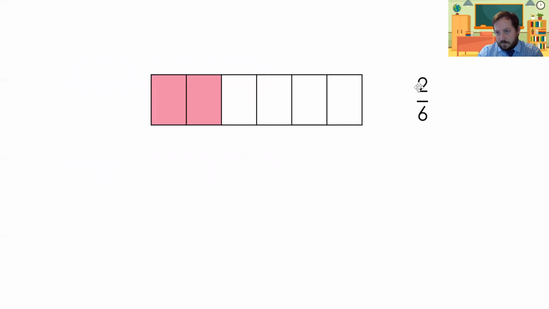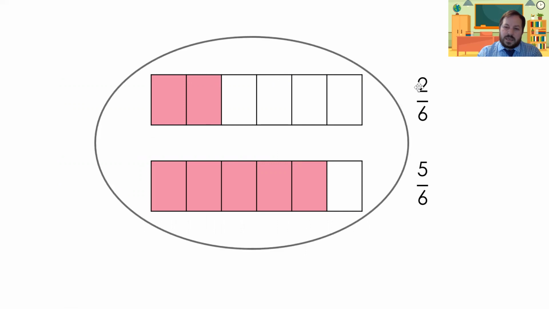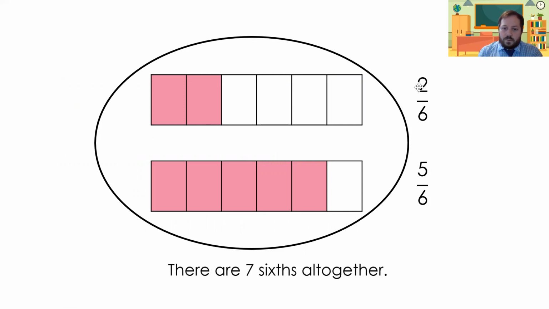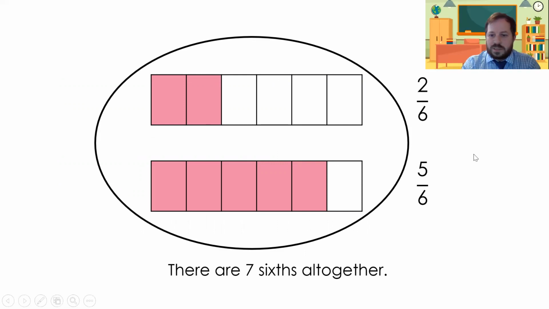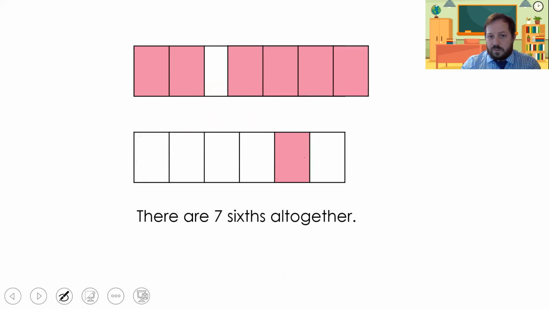So here we have 2 sixths, and then we have 5 sixths. How many sixths do we have all together? Have a think. Well, yes, we have 7 sixths all together. So what does that mean we have? We can tell that because we've got 1, 2, 3, 4, 5, 6, 7. 7 sixths all together.